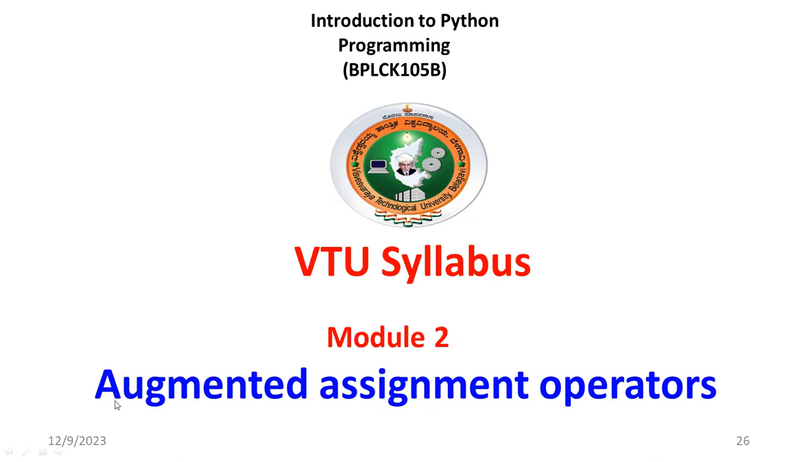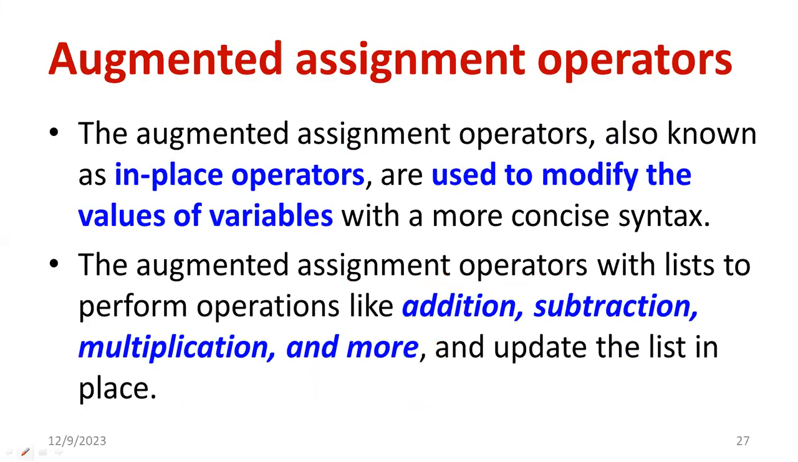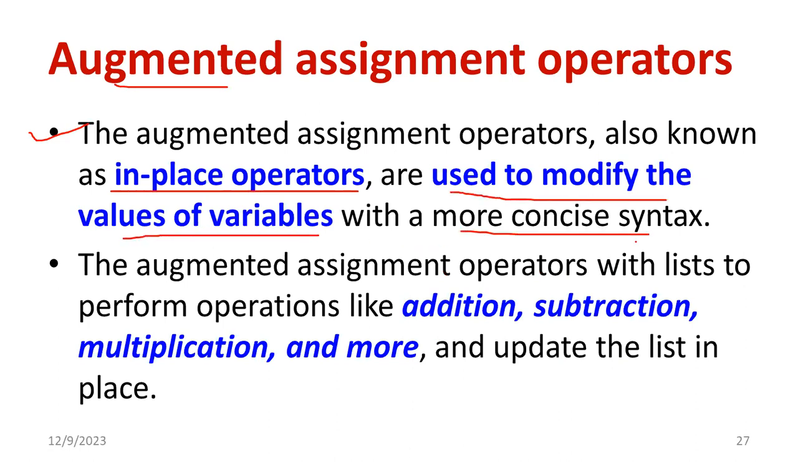In this video, you will be learning about augmented assignment operators. We'll understand the meaning of augmented assignment operators. The meaning of augmented assignment operator is nothing but it is actually called an in-place operator. The main purpose of augmented assignment operators is to modify the values of a variable with more precise, more concise syntax. By using these augmented assignment operators, we can perform operations like addition, subtraction, multiplication, and many more. Let's see what we mean by augmented assignment operator with the help of some examples.